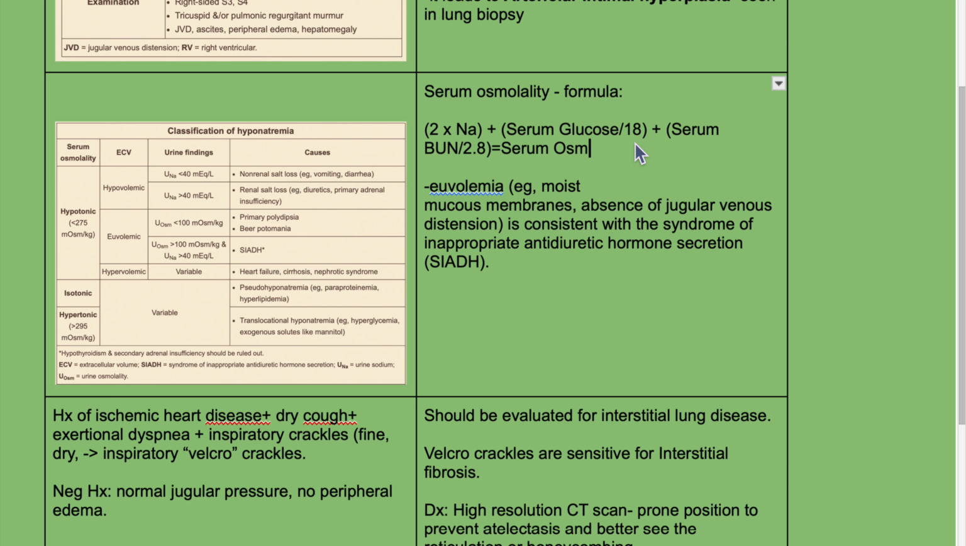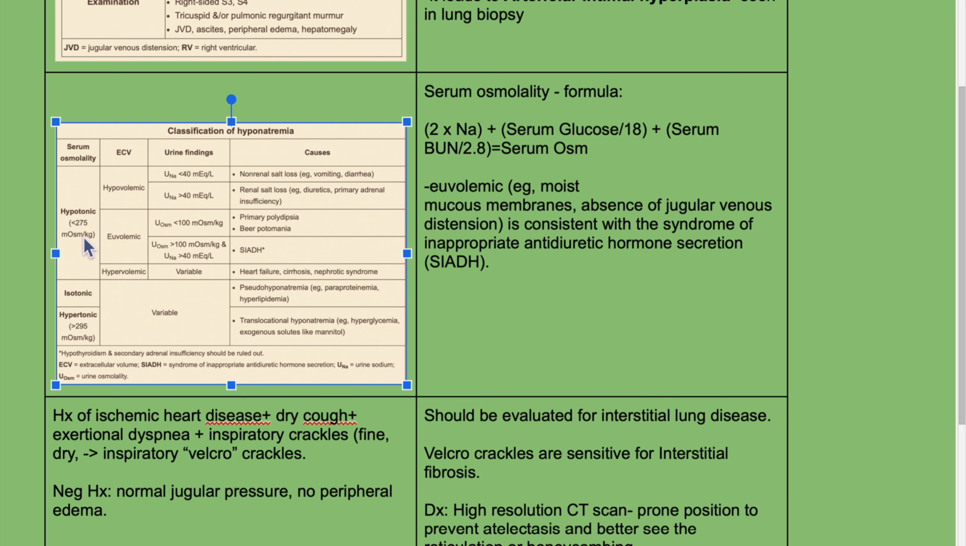What you will get is euvolemia. This wasn't the question right here. I think I was zoned out when I wrote this. If it's euvolemia, this is what you'll see: moist mucous membranes, absence of jugular venous distension. Euvolemic is consistent with the syndrome of inappropriate antidiuretic hormone secretion. Same thing you'll find here.